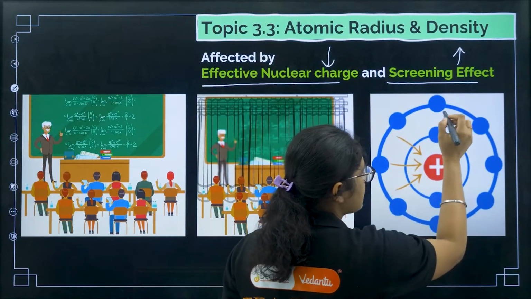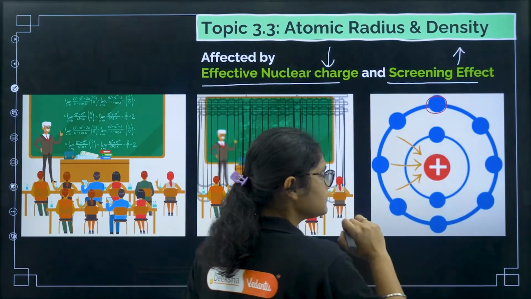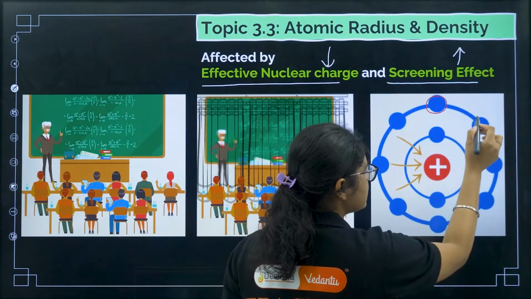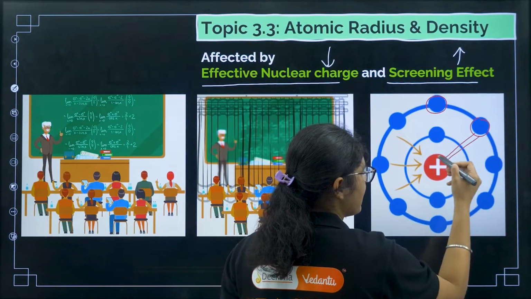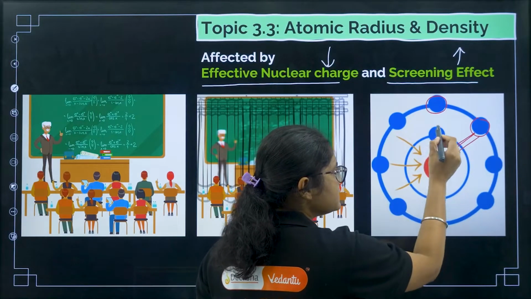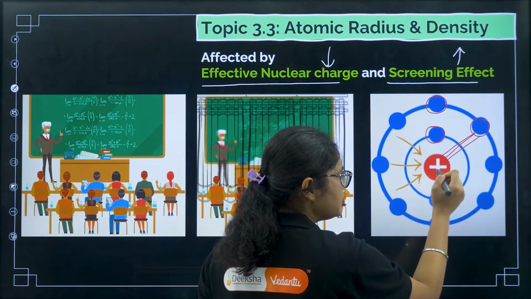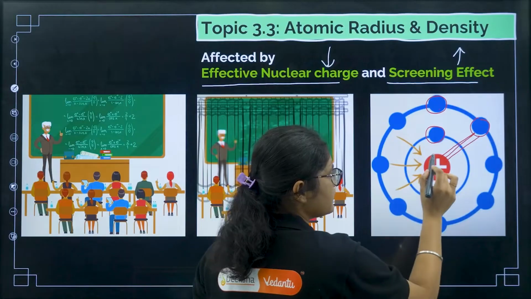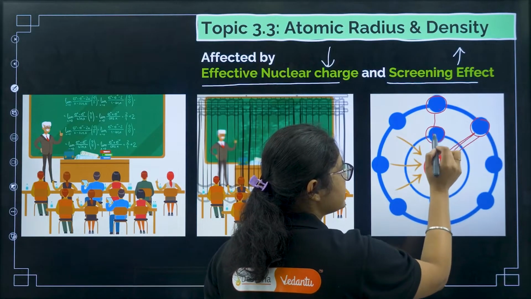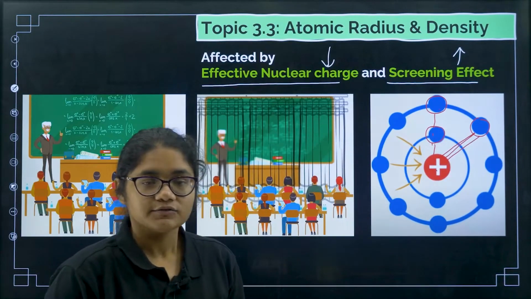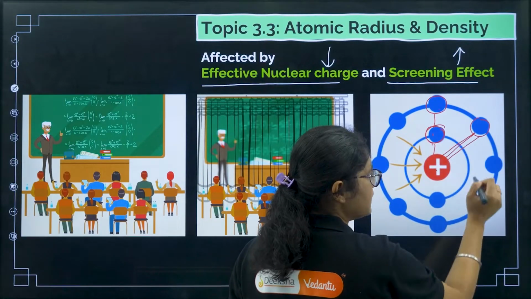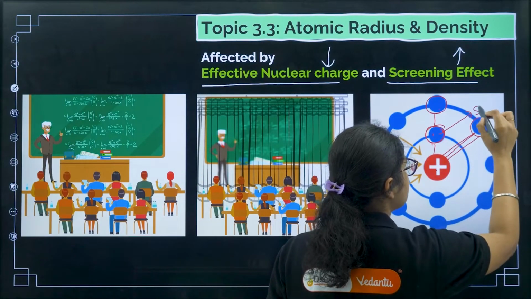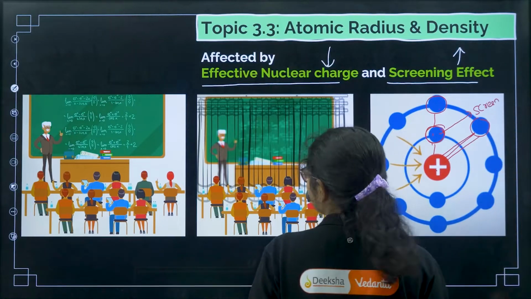Now what happens, consider this electron. This nuclear force has to reach the valence electrons. When some electrons are present between the nucleus and the last electron, the nuclear force cannot reach the last electron, right? So these electrons present in between are behaving as a screen.